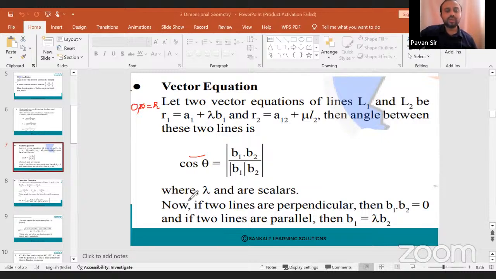which has only direction but no magnitude. Now, if two lines are perpendicular, then b1 dot b2 is equal to 0. Perpendicular in the sense that the dot product should be 0. If two lines are parallel, then b1 is equal to lambda b2. These are the basic conditions. I hope you already know this.